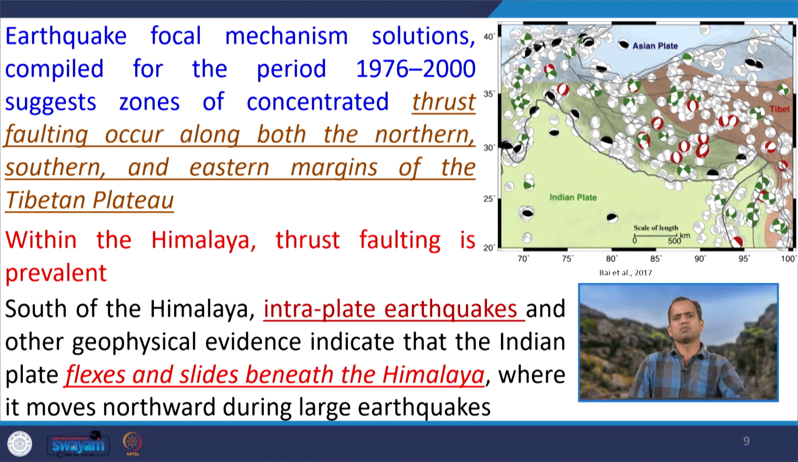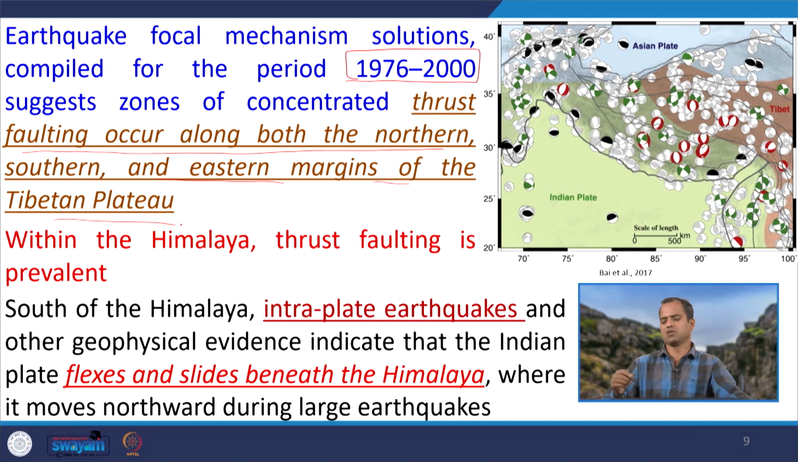So, the earthquake focal mechanism solutions compiled from 1976 to 2000 say that thrust faulting occurs along the northern, southern and eastern margin of the Tibetan plateau. So, if you see this distribution of focal mechanism solutions, if you remember, we had a class earlier on focal mechanism solution, how to do it. So, here you see the beach ball diagram distribution, it says most of these earthquakes are of thrust fault origin.